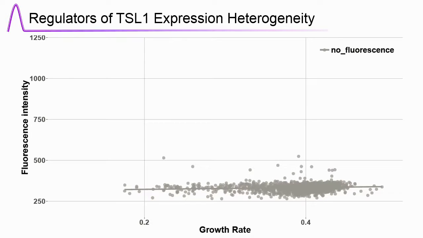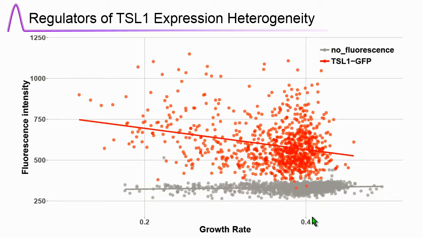First, I'm going to focus on seeing what are the regulators of TSL1 expression heterogeneity. On the x-axis is the growth rate, and on the y-axis, the per pixel fluorescent intensity for each cell, which is shown as a dot here. And I'm plotting a non-fluorescent strain as a control, or the basal level. Here's the data for the TSL1 GFP strain. We can see there's a significant negative correlation, which confirms our previous results.